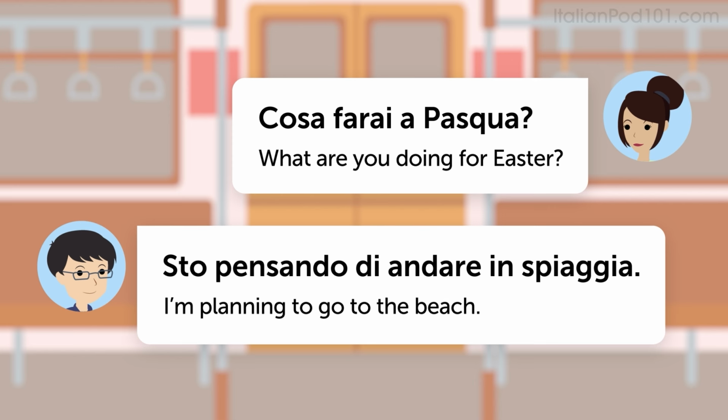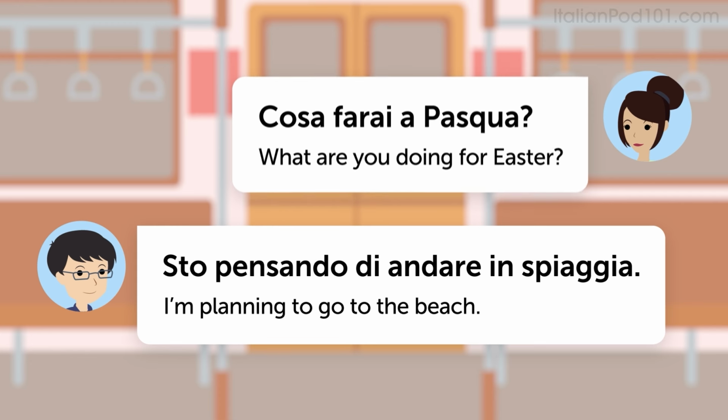First of all, you'll need to learn how to say, what are you doing for Easter? That's, Cosa farai a Pasqua? Listen to it again. Cosa farai a Pasqua? This Italian sentence literally translates as, what will you do at Easter? But it means, what are you doing for Easter?